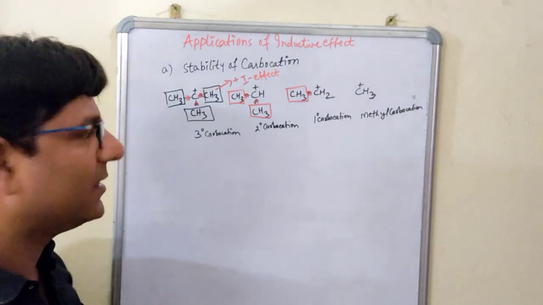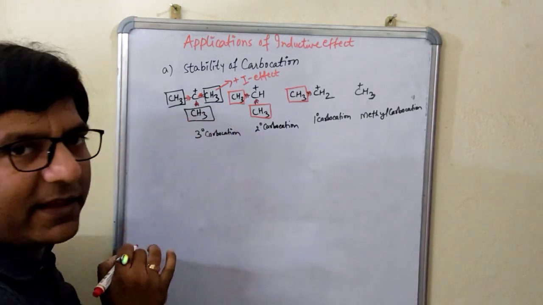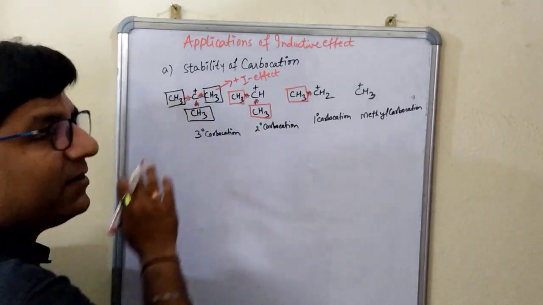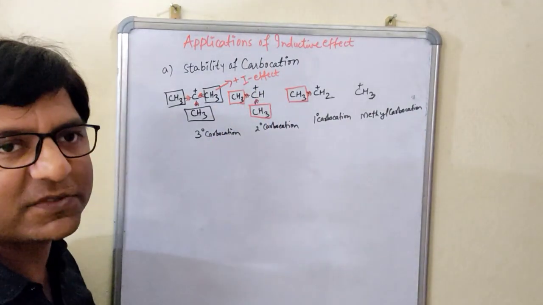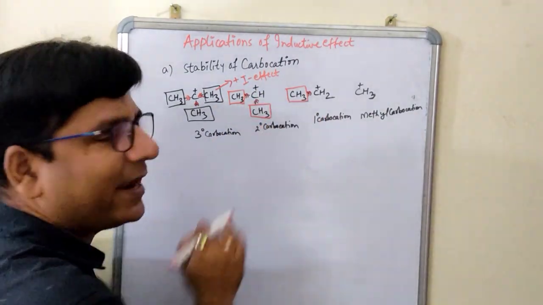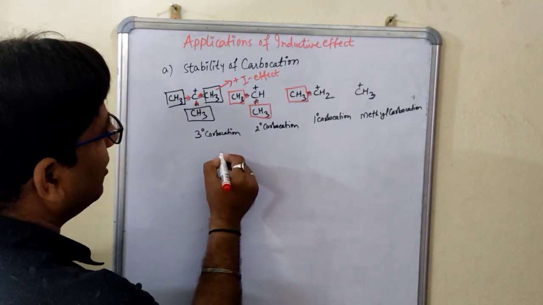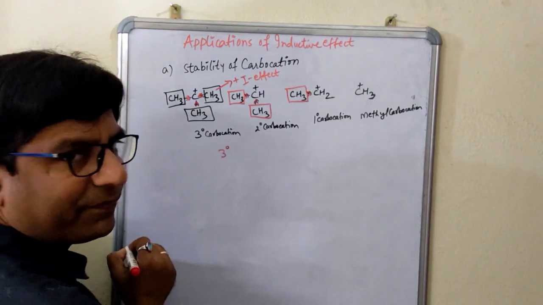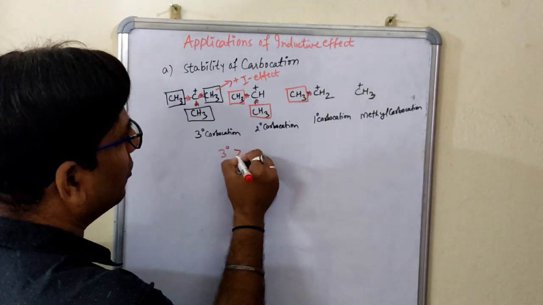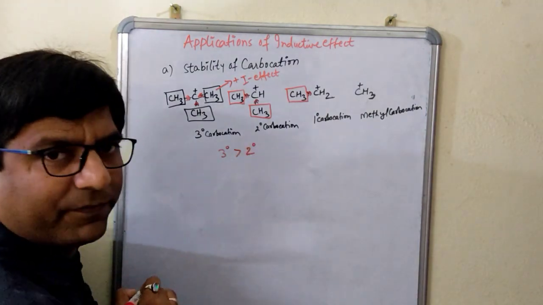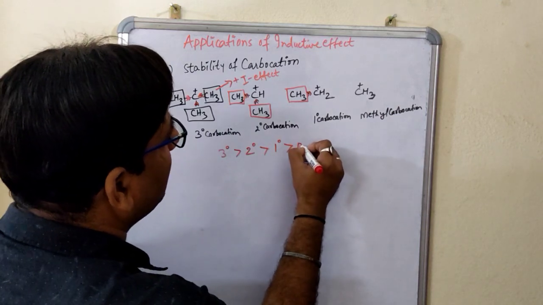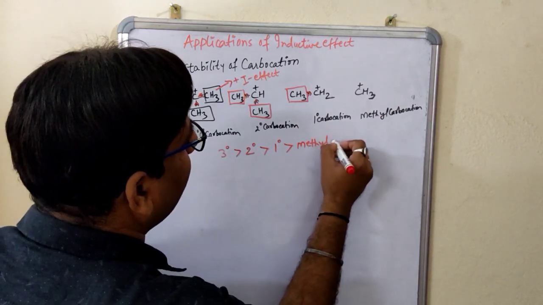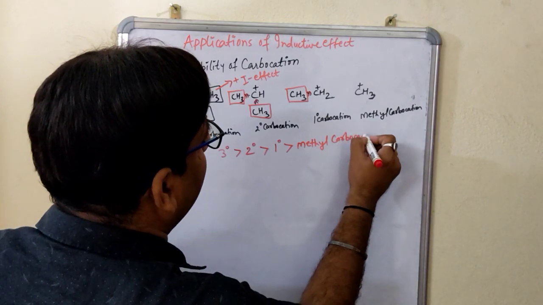Now here you are seeing 3 methyl groups are there. So it will attain the stability fast as compared to this one, because it has only two methyl groups. Here it has only one methyl group. So what will be the stability order, students? 3 degree carbocation is more stable than 2 degree, is more stable than 1 degree, and it is more stable than methyl carbocation.